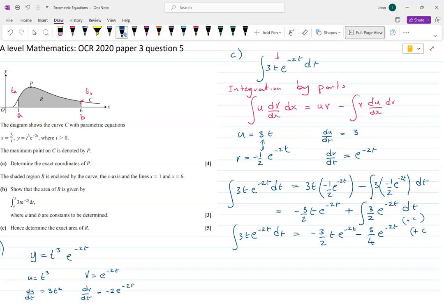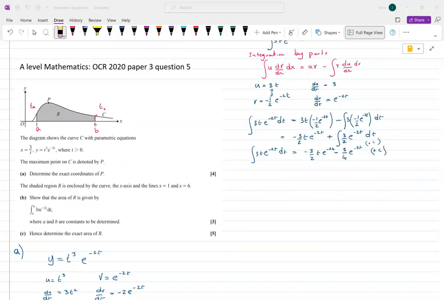Again, plus c if we want to be pedantic. But we're going to put limits into that. So let's just do the final bit. I'm just going to make a bit more space for myself and then get on with it. By the way, we're now actually up to 3 marks out of 5, but we've got to put the limits in to get the final answer.